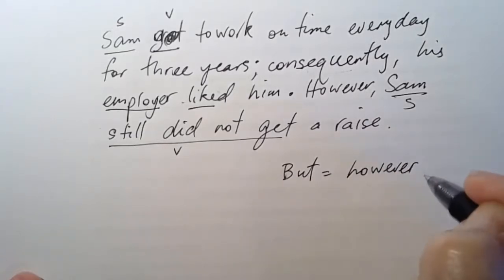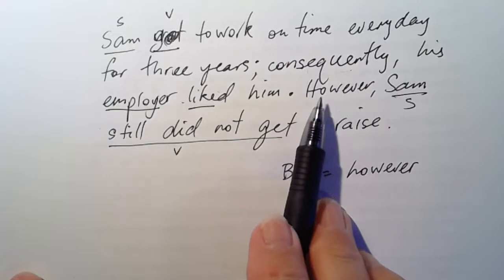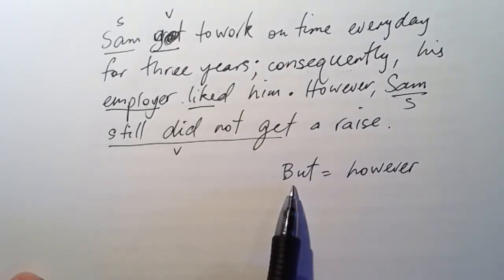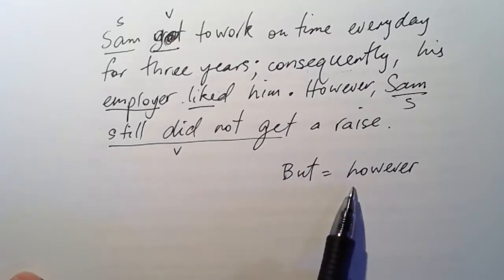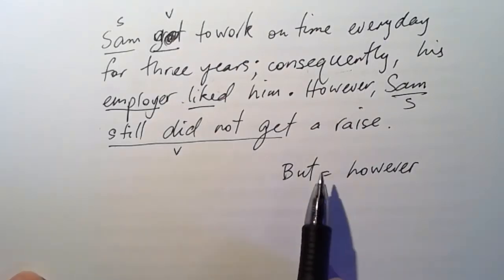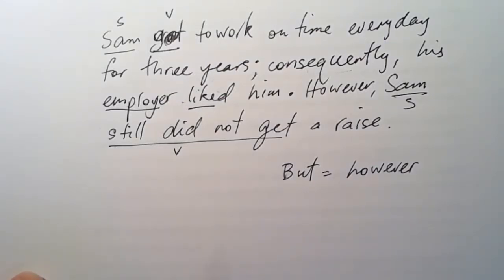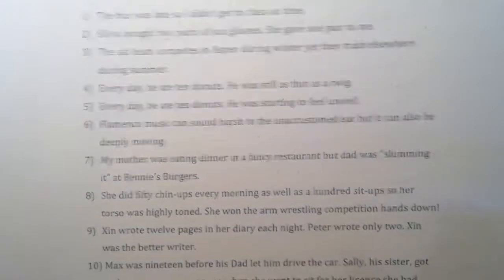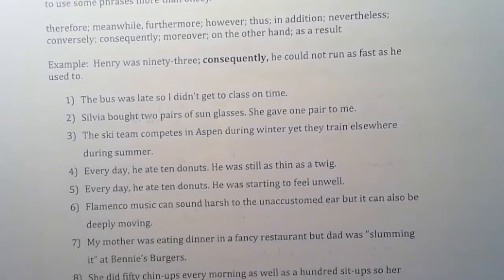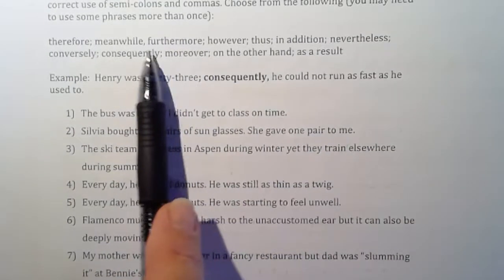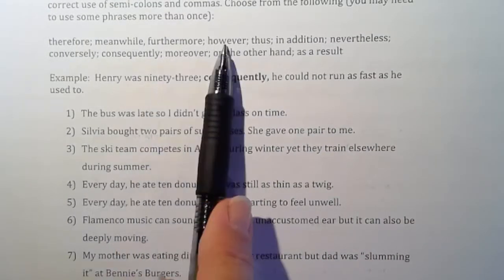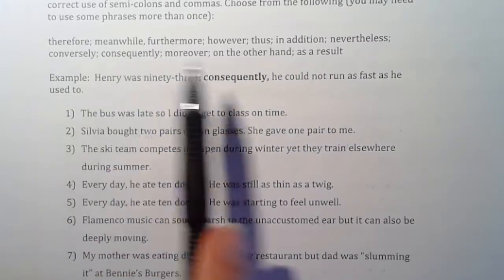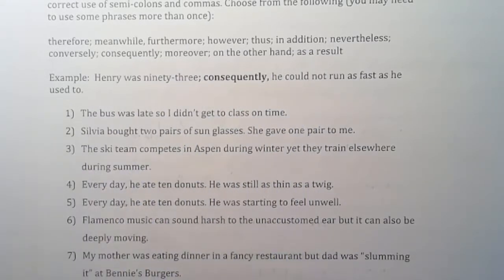And you can start a sentence with a transitional phrase. You do not want to start your sentences with our basic conjunctions. It's a no-no. But you can use these transitional phrases that we've been looking at on page 76 in the reader. So, let's have a look at some further examples. Creating variety. And here's some examples again. Therefore, meanwhile, furthermore, however, thus, in addition, nevertheless, conversely, moreover, on the other hand, as a result.